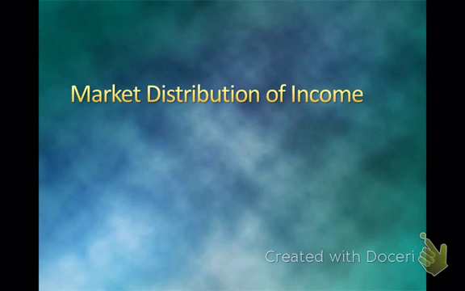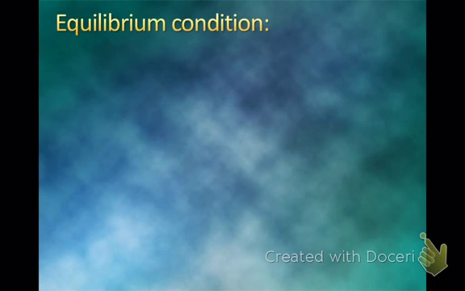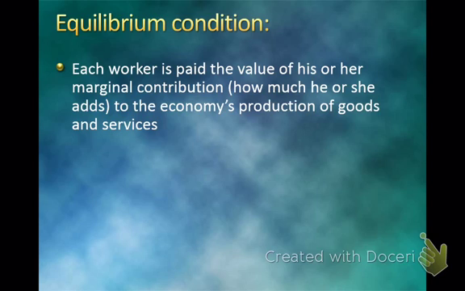Market distribution of income is our topic, and we have an equilibrium condition. That equilibrium condition is each worker is paid the value of his or her marginal contribution, how much he or she adds to the economy's production of goods and services.